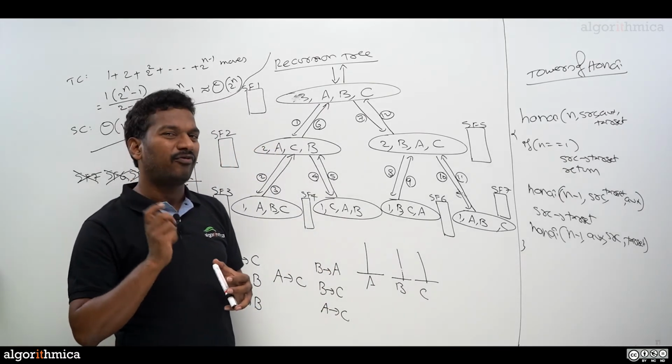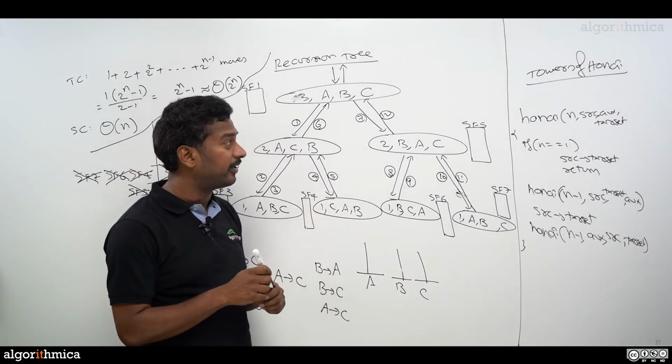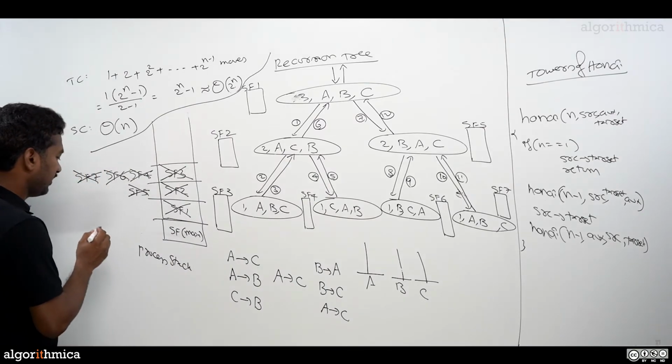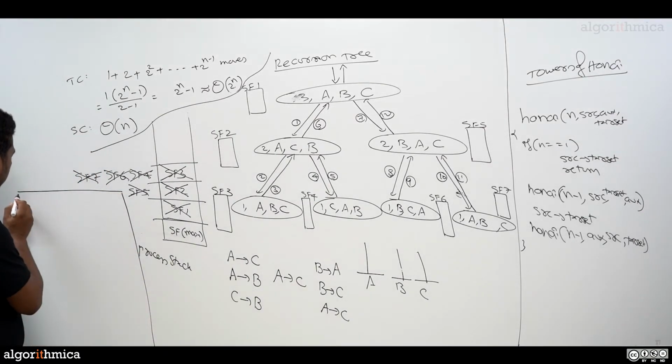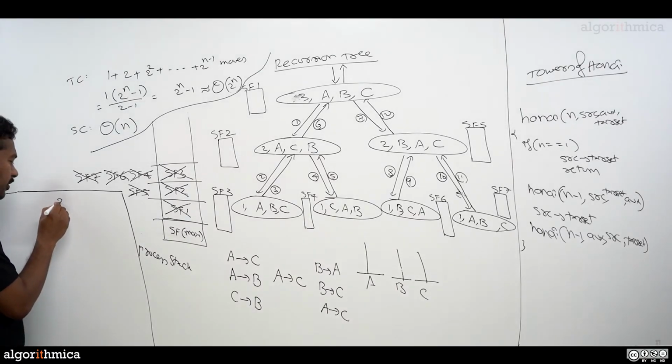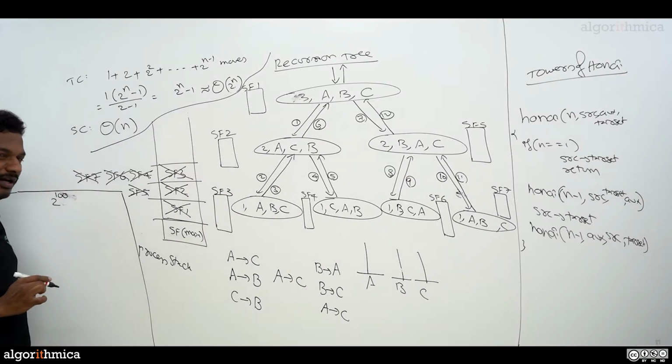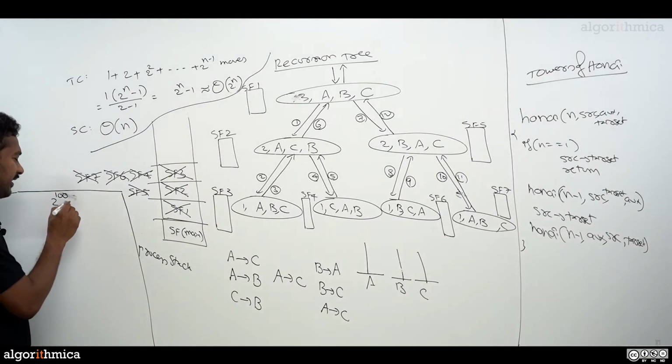Let's make some rough analysis in theory here about 2 power n. So let me take up 2 power n. Say 2 power n operations, and assume n equals 100. For n equal to 100, how much time will this really take? We call these operations.